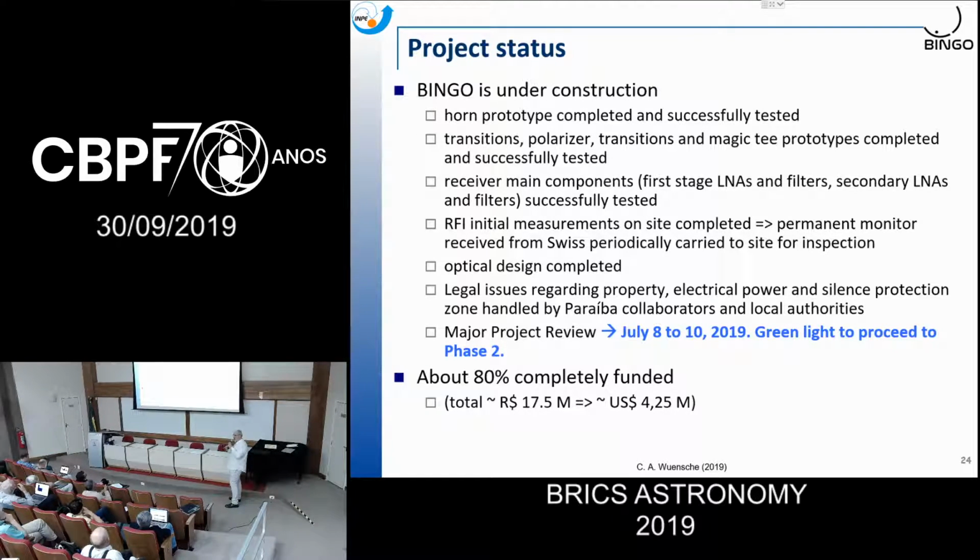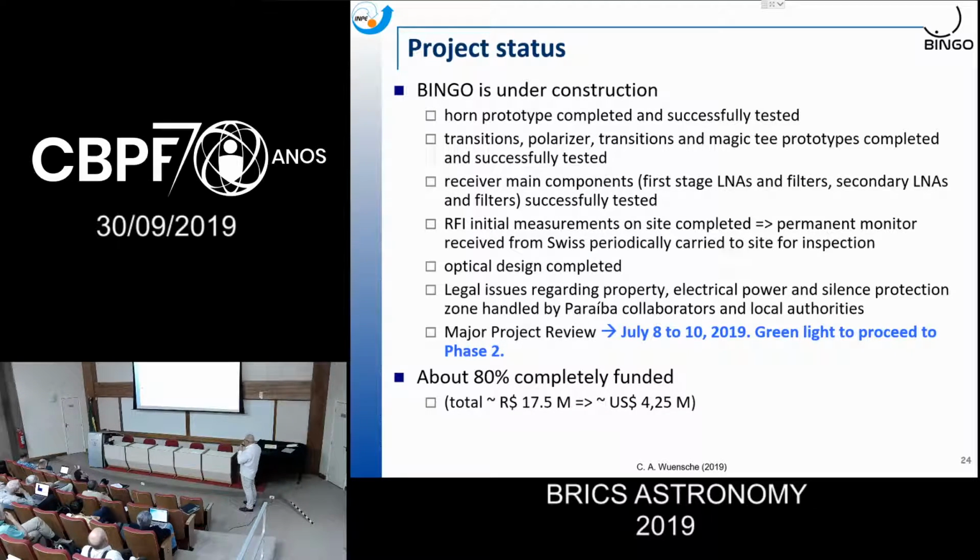The working arrangements are done. So we are setting up a few details to start cleaning the area and building the structure. And we had a major project review last July. Jacques is not here anymore, but Jacques was one of the reviewers. We got the green light to proceed to phase 2, which is good.